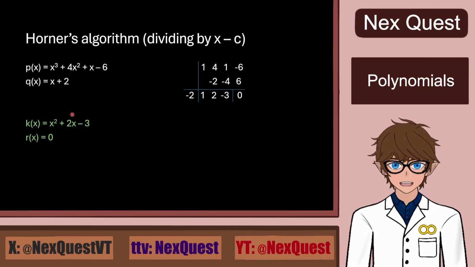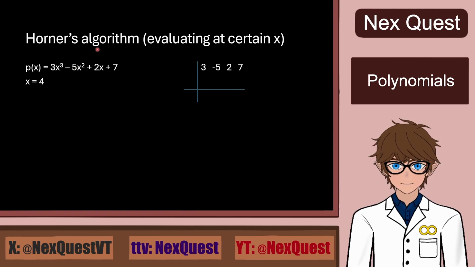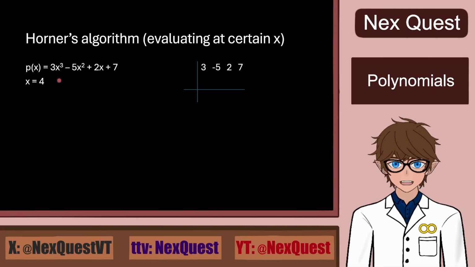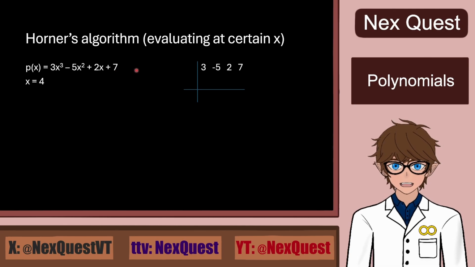Now that we hopefully understand the basics, let's move on to the evaluation of polynomials, aka figuring out the y value that the polynomial has at a certain x. Here I will use Horner's algorithm to find out what the y value of the graph would be at x equals 4 for a polynomial of 3x cubed minus 5x squared plus 2x plus 7. I have already set the table and filled the coefficients.